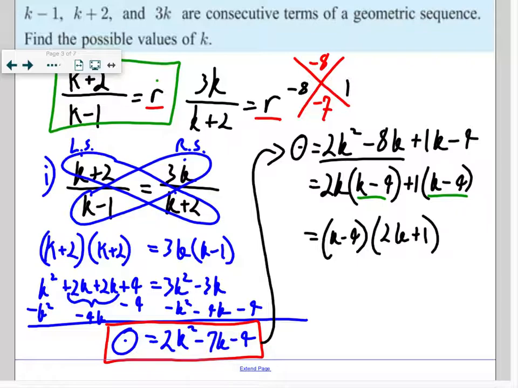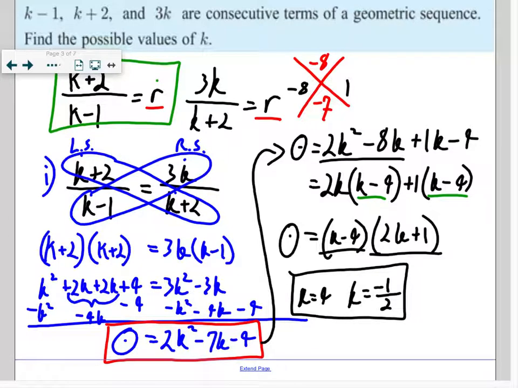Well, what are the solutions for this to be equal to 0? Well, either the first part's 0, so that gives me k equal to 4 would make that 0. And from the second part, if I get that equal to 0, that's k equals negative 1 over 2. So those are the two possible values of k in order for this to be a geometric sequence.